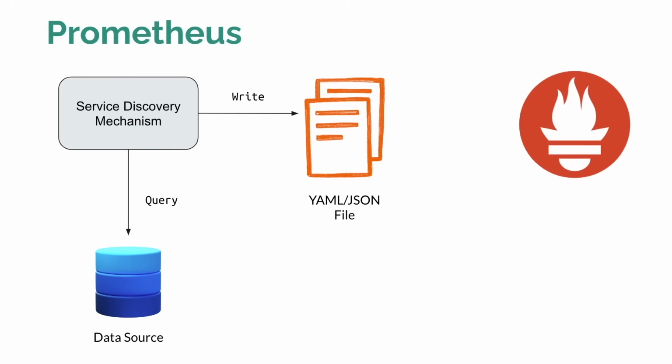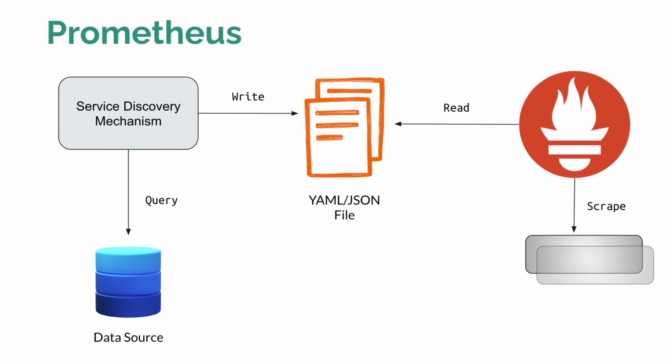Now, here we have Prometheus. Prometheus further will read that particular YAML or JSON file, and it will scrape the data from the targets which are mentioned within it. So this is the complete structure of how the file-based service discovery model will work with Prometheus.